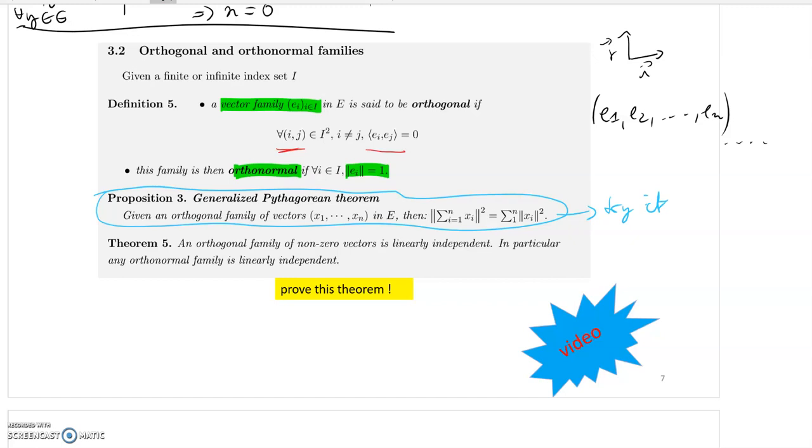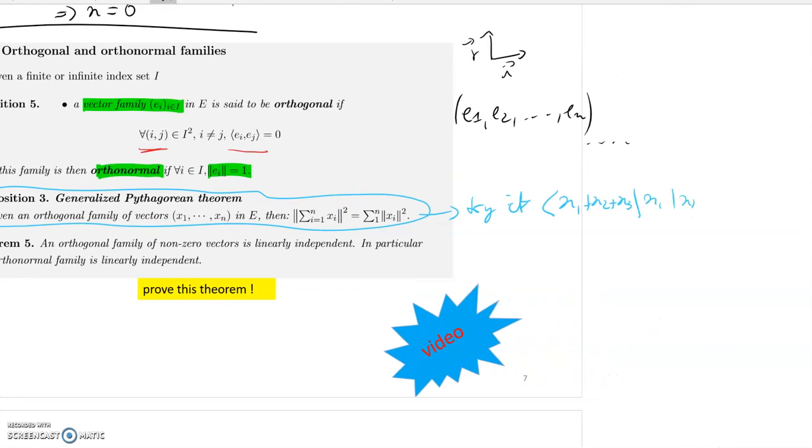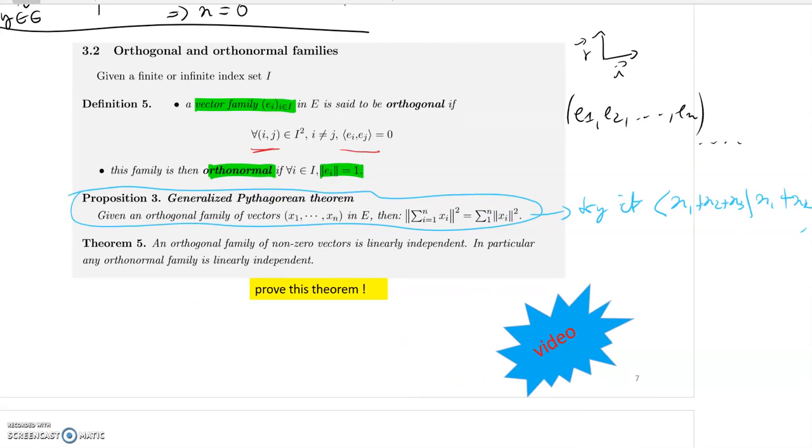Maybe you can do it by induction, or you can write it assuming that you have three vectors. So we did it with two. That was the Pythagorean theorem. You can try it with three vectors, see what changes, and then, what does it give you if you do x1 plus x2 plus x3 scalar product with x1 plus x2 plus x3? Okay, expand that and you will naturally get the result. All right, and now try to write the same thing with n vectors. It doesn't actually change anything.